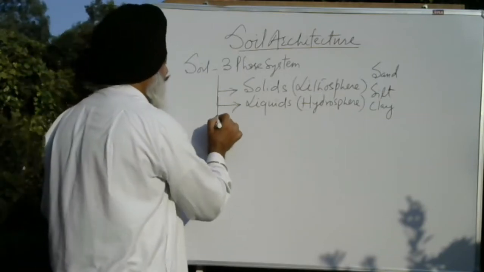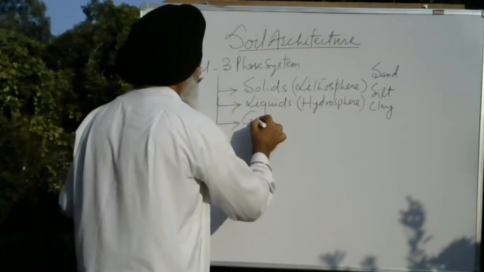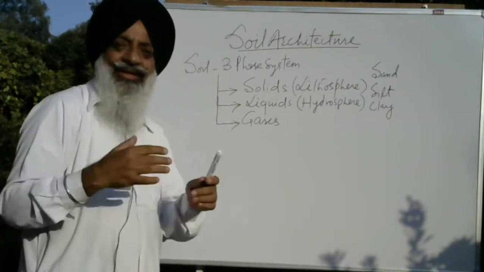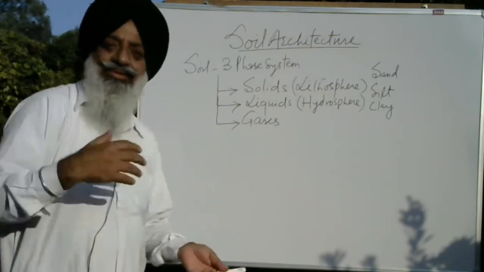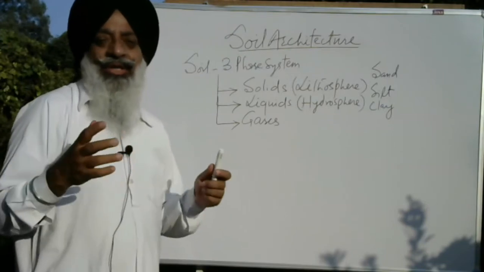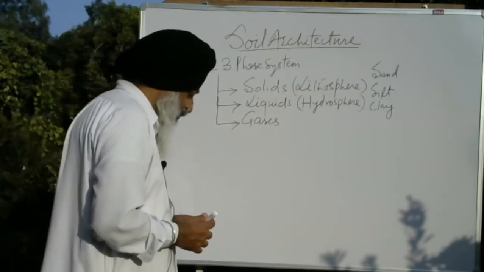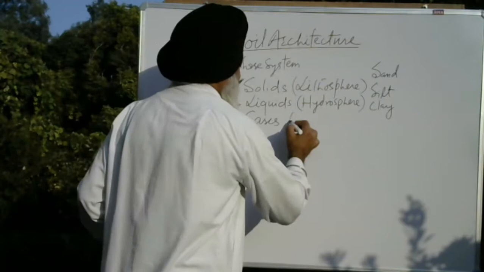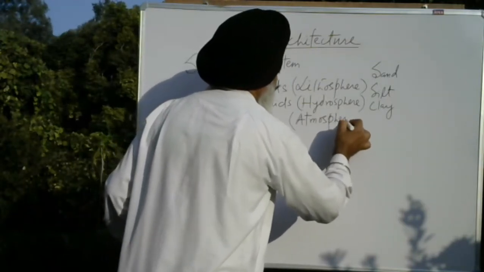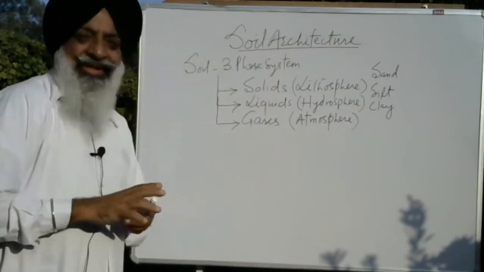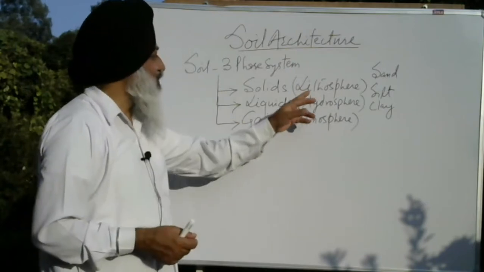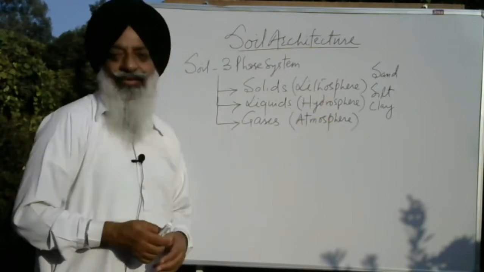And then the third phase is gases. Like you have the gases in the atmosphere, air is comprised of oxygen, nitrogen, carbon dioxide, water vapor. Similarly, in the soil, air comprises all these gases, and thus you can call it the atmosphere. So basically now the soil is a combination of lithosphere, hydrosphere and atmosphere.